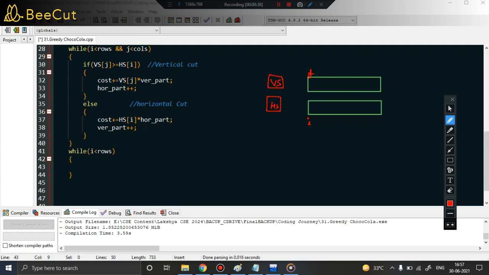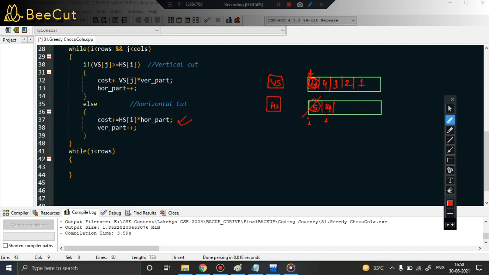Suppose it had 5 and 4, and the other has 4, 3, 2, 1, something like this. So what will happen in this case? You are comparing this with this, and first you see that this is greater, so you will pick up this edge and perform the operation, which is this part, right? And your i will increment to this point.